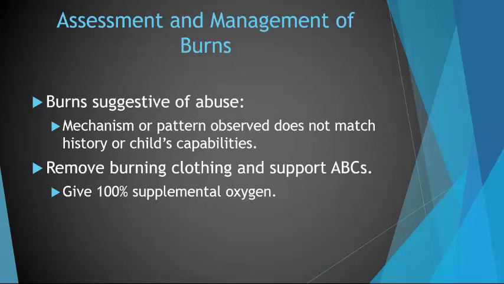Burns suggestive of abuse include those in which the mechanism or pattern observed does not match history or the child's developmental capabilities. For example, a child who cannot stand is unlikely to pull a hot cup of coffee off a table. Splash burns, as from tipping over a pot of boiling water, should have an irregular configuration because the hot liquids run down the child's body. Be suspicious if a burn has clear demarcation lines or is on the buttocks.